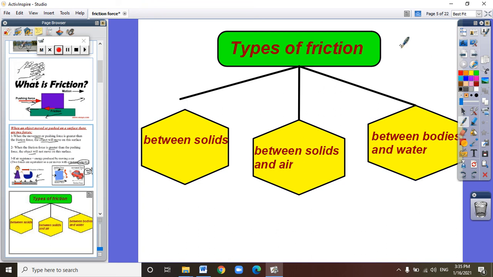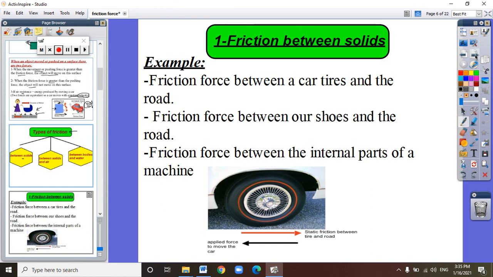Now we will take the types of the friction force. We have three types: friction force between solids, friction force between solids and air, and friction force between solids and water. Let's start with the friction force between solids, like the friction force between car tires and the road, like the friction force between our shoes and the road, like the friction force between the internal parts of the machine.